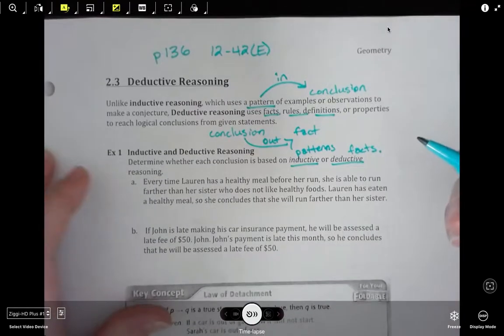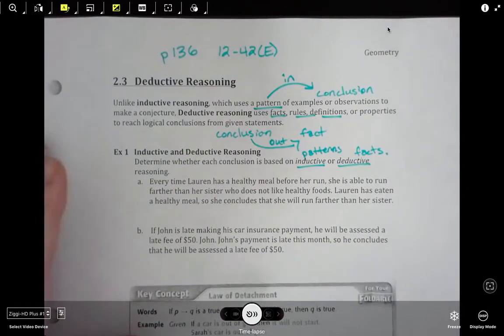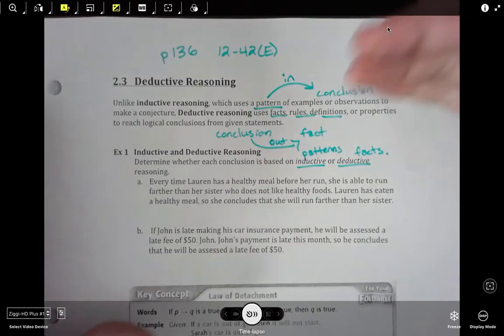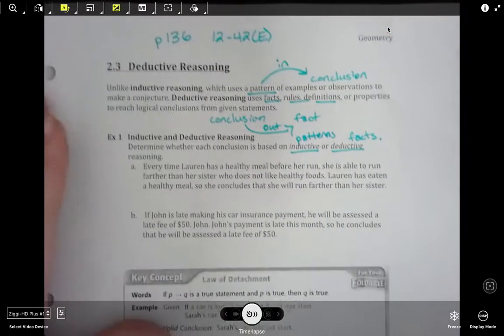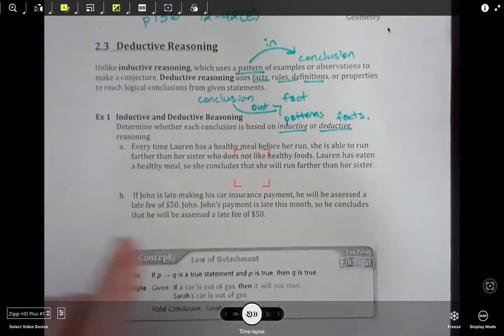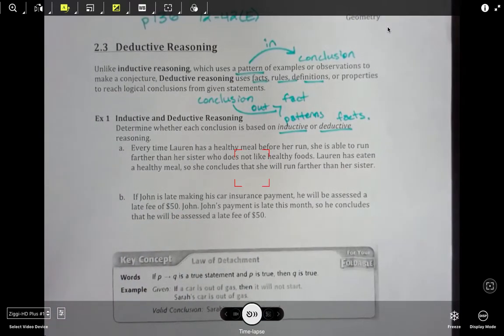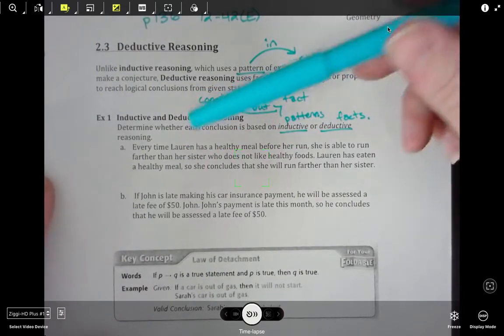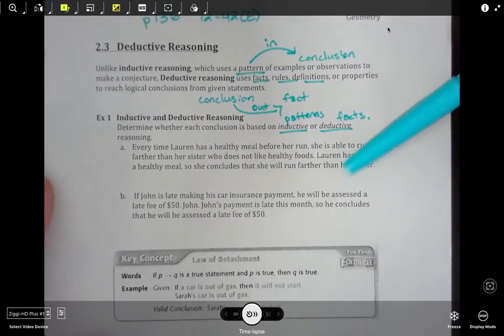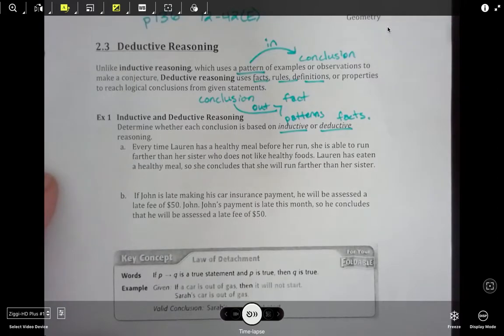They want us to, in part A and B, just read through the statements and simply determine whether it's inductive reasoning or deductive reasoning, whether it's based upon a pattern or on a fact, okay? Part A, every time Lauren has a healthy meal before her run, she's able to run farther than her sister, who does not like healthy food. So Lauren runs farther than her sister if she eats healthy. Lauren has eaten a healthy meal, and so she concludes that she will run farther than her sister, okay?